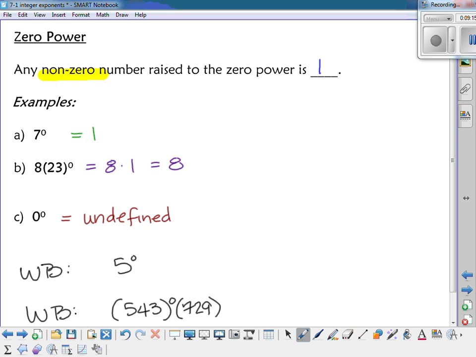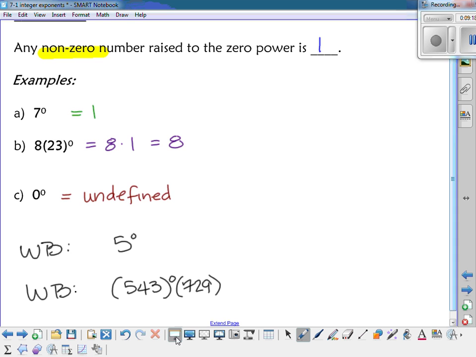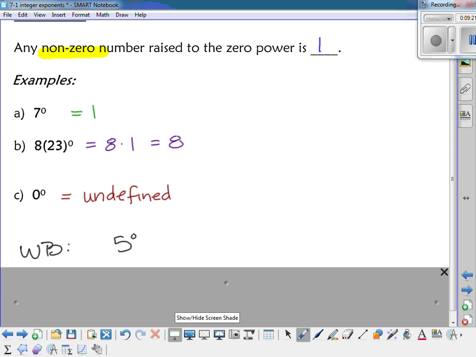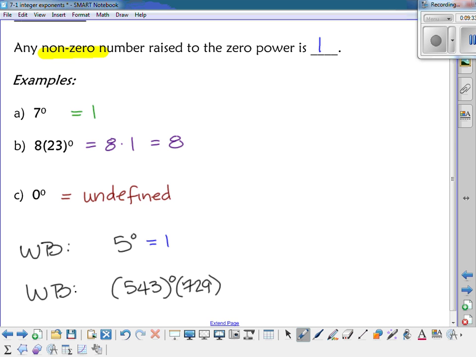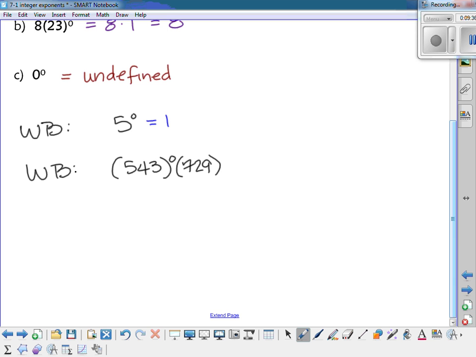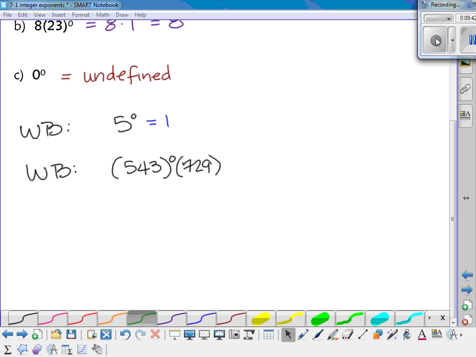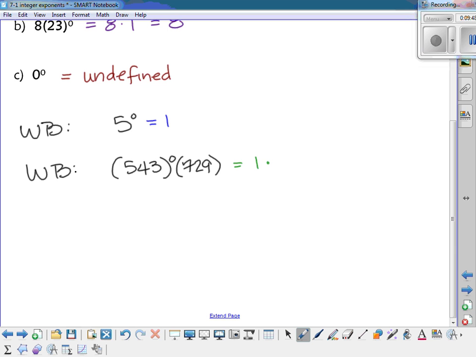So I've got a couple for you guys on your whiteboards. Let's do this. Do that one first. Okay, so what's it equal, everybody? It equals 1. Okay. Now let's do this other one here. Okay, so what is 543 to the 0 power? 1. And 729 is not being raised to any power, so it's just 729. So it equals 729. Okay, questions?